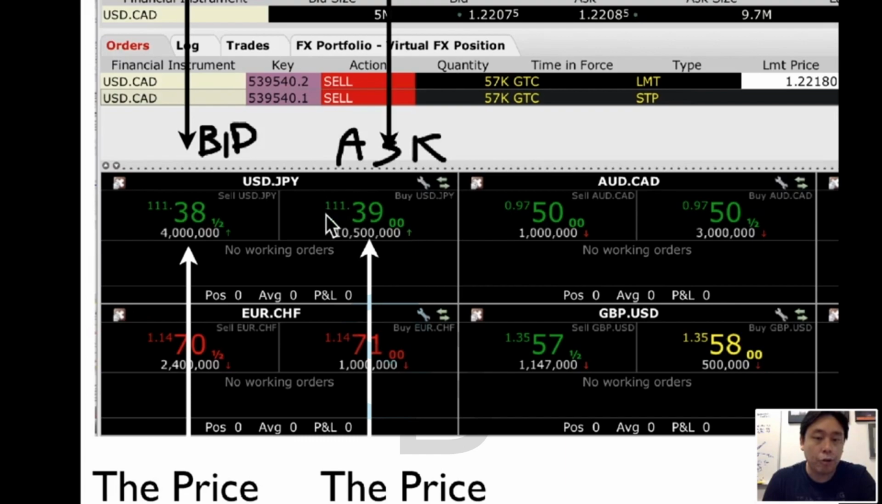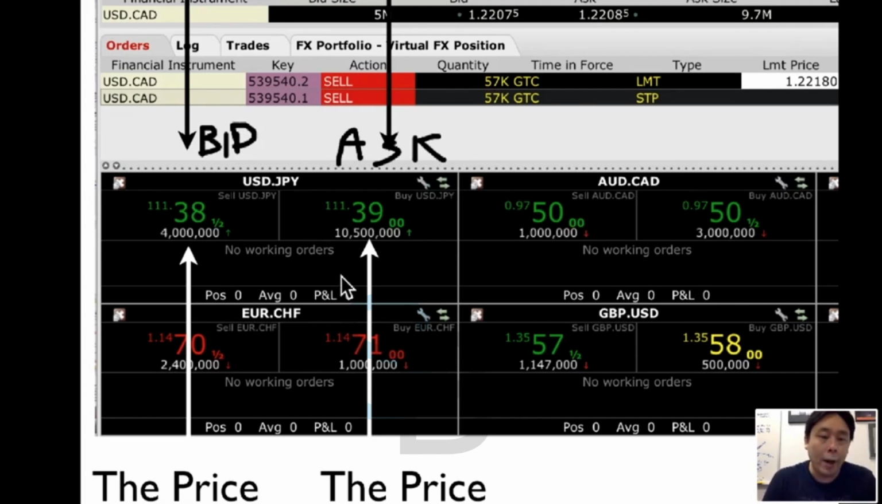In this case, you can see the ask is 111.39 and the bid is 111.38. Sorry, it's 111.38 and a half. That's a fractional pip, if you remember. But what is the spread, or the difference between the bid and ask? In this case, it is half a pip. The spread is half a pip. Here you can see Aussie Cat, again the difference is half a pip. Over here, it's half a pip.